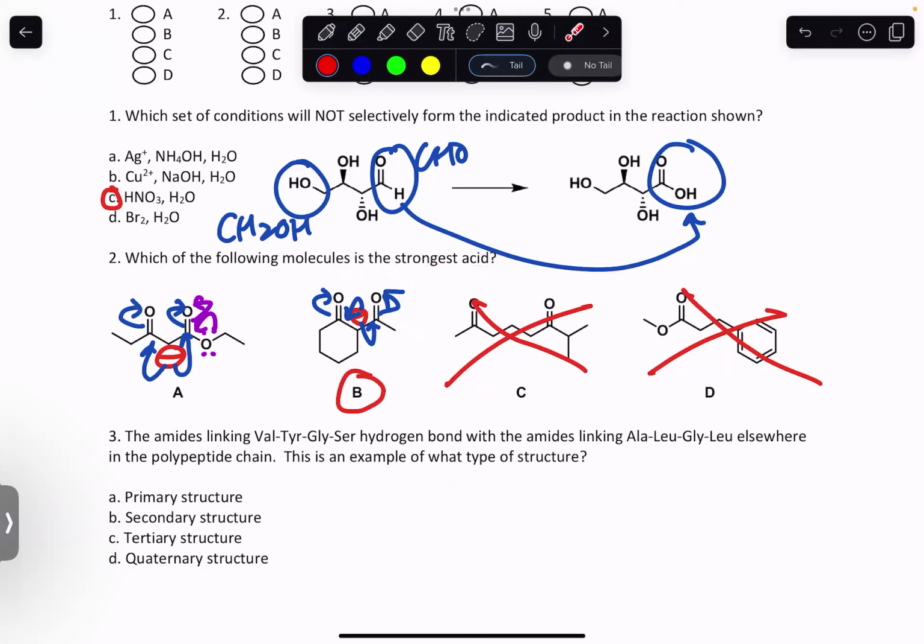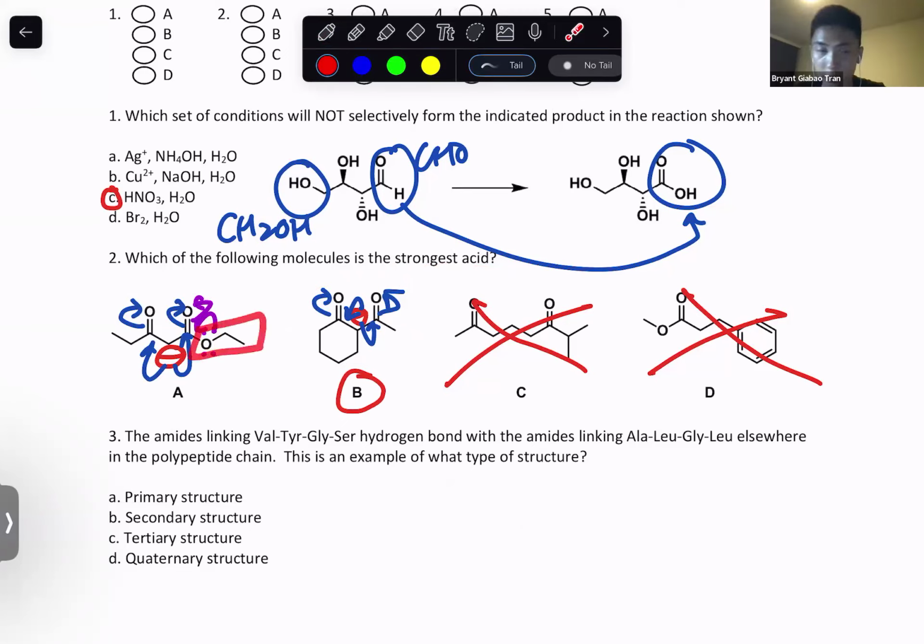Okay, so I guess the OR group makes it less stable as a base. Or sorry, a less stable conjugate base. Right, because the OR group there is interfering with the resonance that it could do with this carbonyl. Okay, got it. And just out of curiosity, what if that was just an R group and we didn't have an oxygen there? Would that make it stronger than B as an acid?